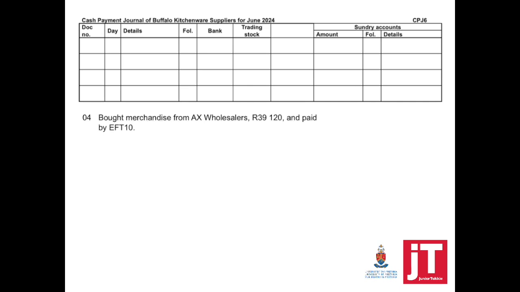Completing the cash payment journal. On day 4, bought merchandise from AX wholesalers, 39,120, and paid by EFT. The only source documents that will appear in a CPJ are an EFT or, if a direct payment was made, a bank statement. So this is how you would identify what goes into the cash payment journal, and it said you bought merchandise. So the source document is EFT number 10, day 4. From whom did we purchase? AX wholesalers. How much? 39,120, and merchandise is shown as trading stock.